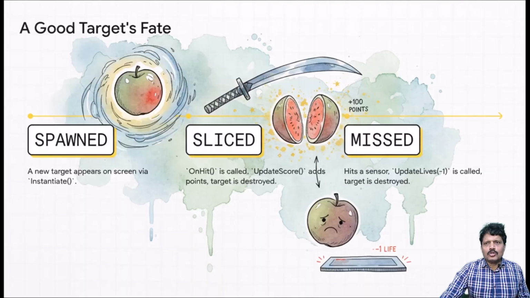So every good target that appears has one of two fates. It's a fork in the road. Path number 1, you slice it. Awesome. Its script tells the game manager to give you some points. And then there is path number 2. You miss. It tumbles off the screen, hits an invisible sensor at the bottom, and that sensor tells the game manager, nope, take away a life. Two completely different outcomes, and our director is managing both.